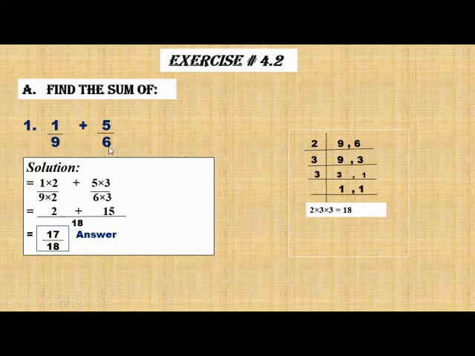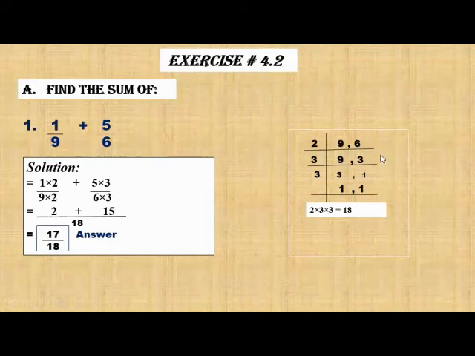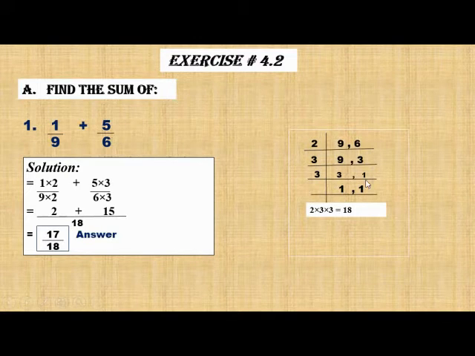First of all, you have to take the LCM. How do you take the LCM of 9 comma 6? 2 9 is 9 as it is here, and 2 3s are 6. 3 3s are 9. 3 1s are 3. 3 1s are 3, and 3 1s are 3. 2 multiplied by 3 multiplied by 3 equals 18. This is the LCM.